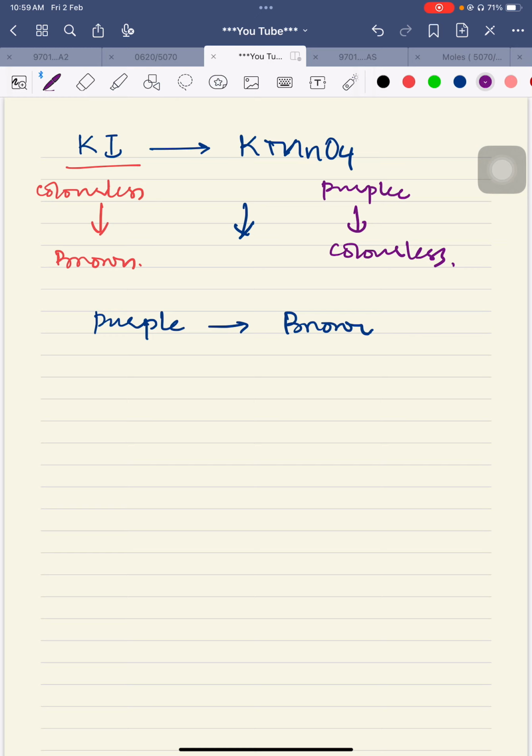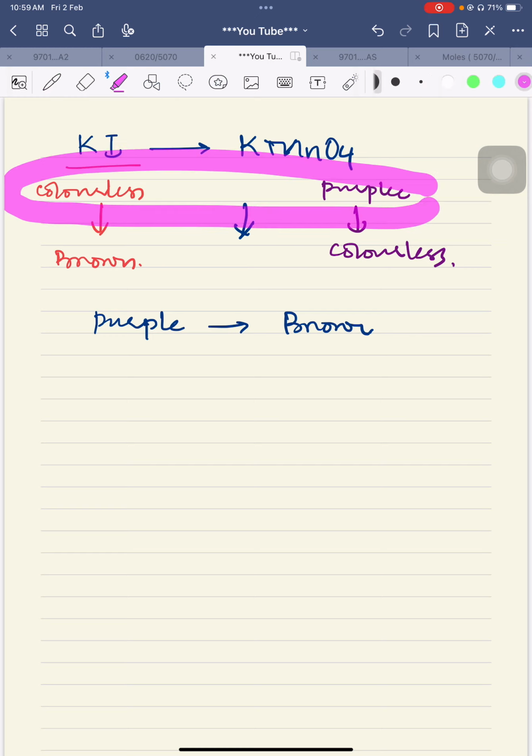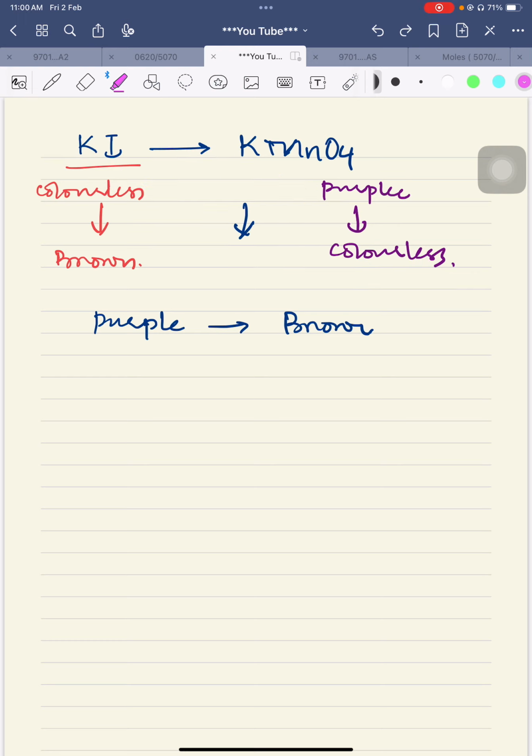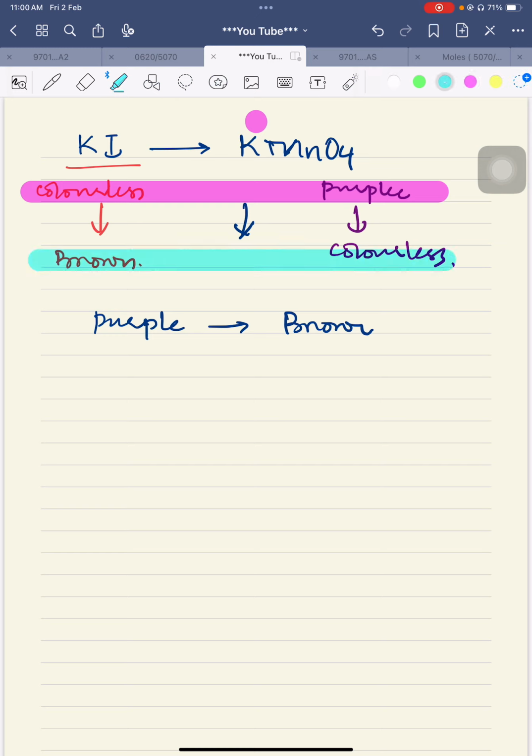Now, if these two colors, purple and colorless, are mixed with each other, what will be the color? It will be purple. So when KI is added to KMnO4, colorless is added to purple, and at the start it will be purple. And what will be the ending color? Now I'm changing it and taking the blue color. When brown and colorless are together, what will be the color seen? It will be brown. So the initial color of the mixture of KI and KMnO4 will be purple, and the final color will be brown. So this is how we investigate the colors.